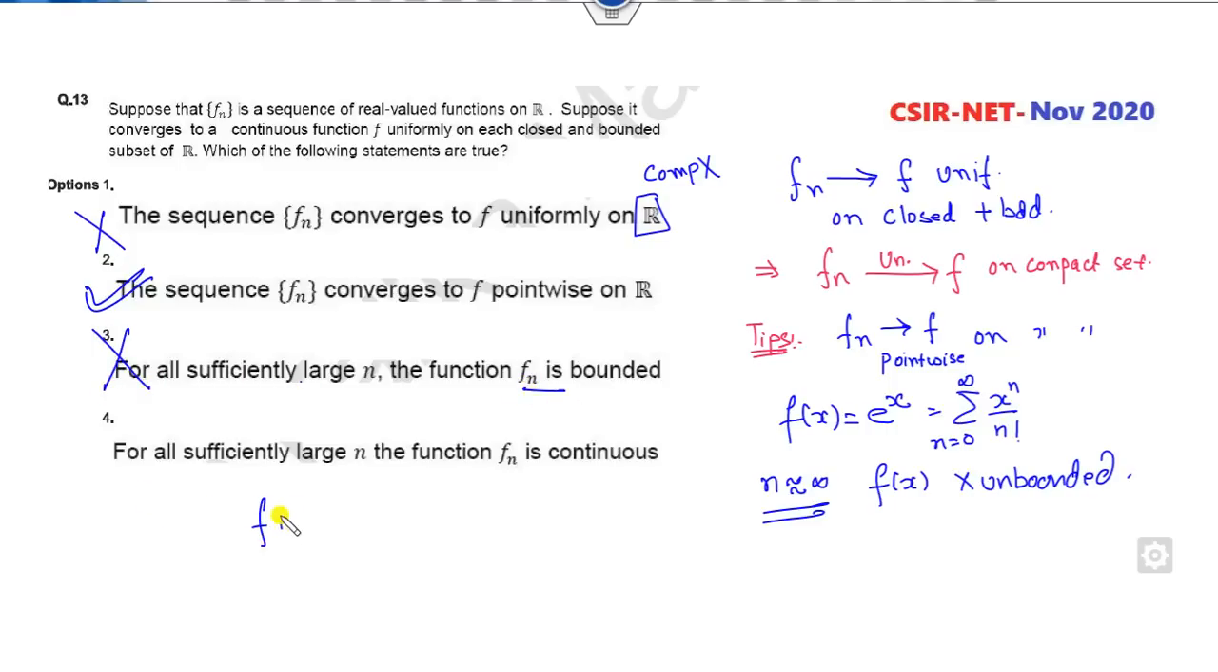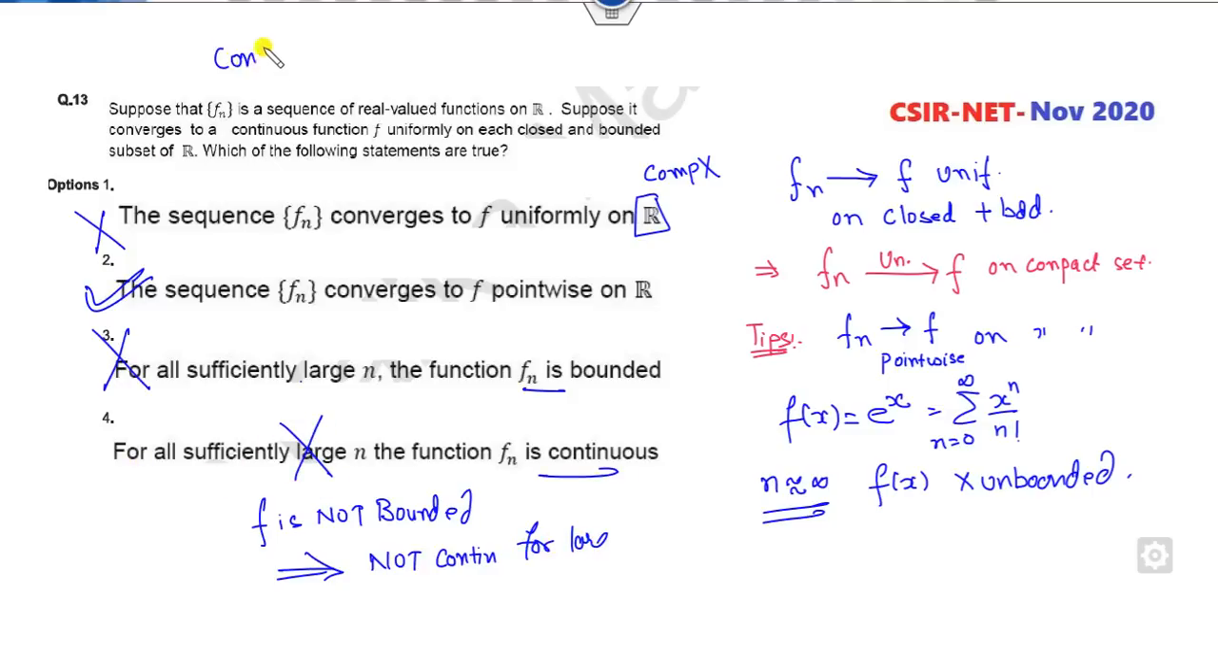Now what is the result for you? Since F is not bounded for sufficiently large n, what is the meaning of that? F is not continuous for large n. So F is continuous for large n is also a cancelled option. Remember always, you all know continuous implies bounded. What is the opposite of this? Not bounded implies not continuous. So according to this, only the second option is the correct option.